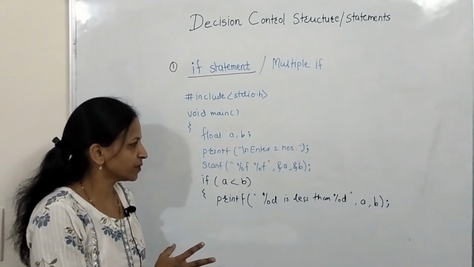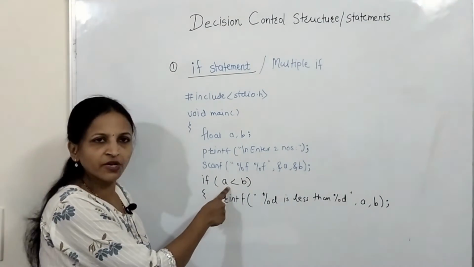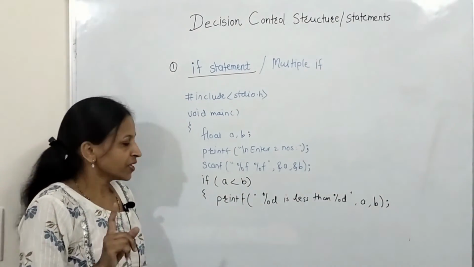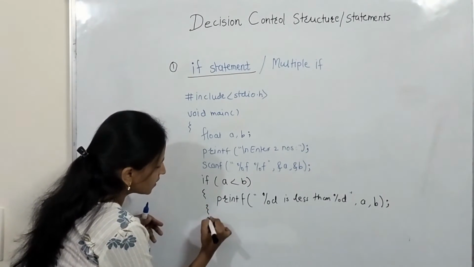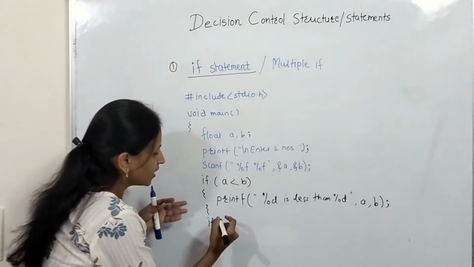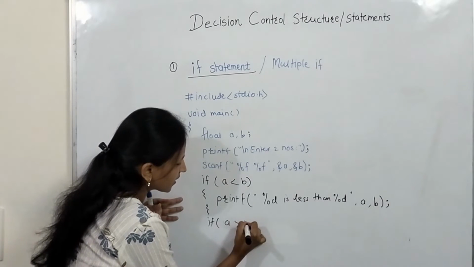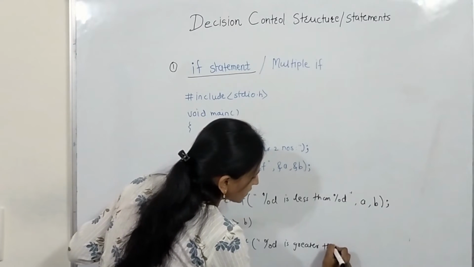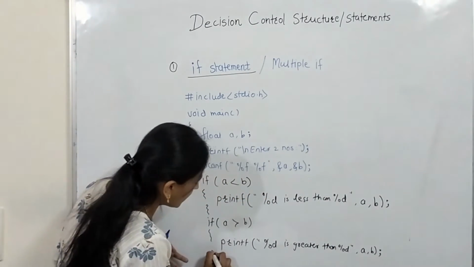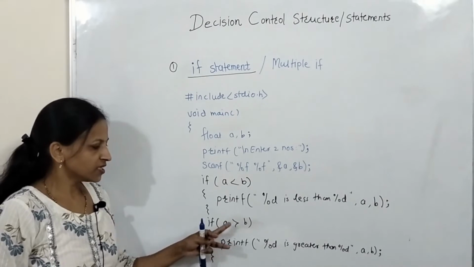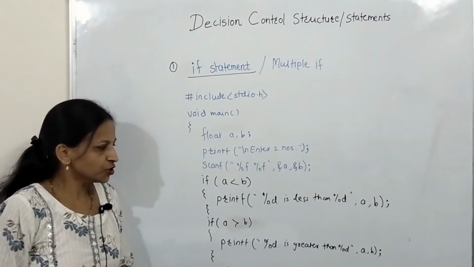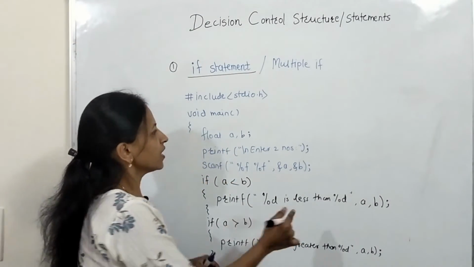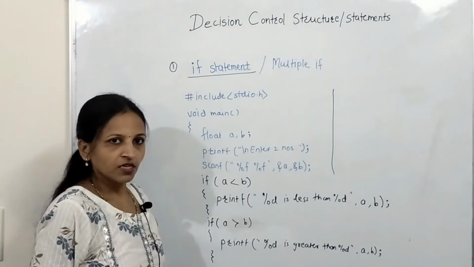Like suppose the first number is 2 and the second is 5. Then this condition will become true and it will display 2 is less than 5. Now the second if. Suppose I am placing the second if here, like A is greater than B, or we can write B is less than A. %d is greater than %d, comma A, comma B. Because A is greater than B is true, it should display the value of A is greater than the value of B.